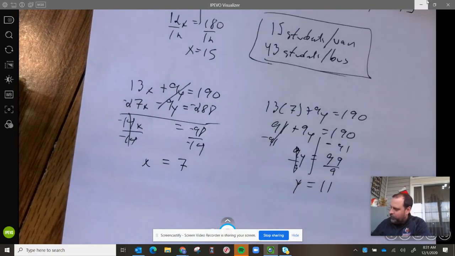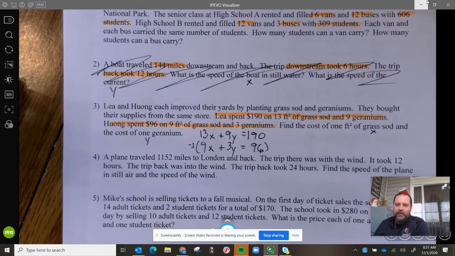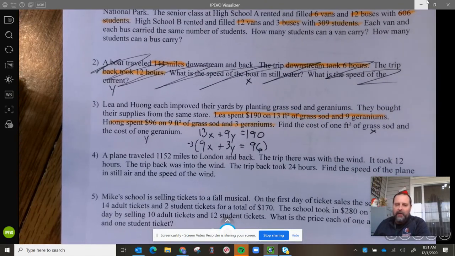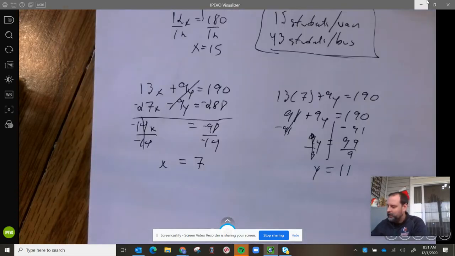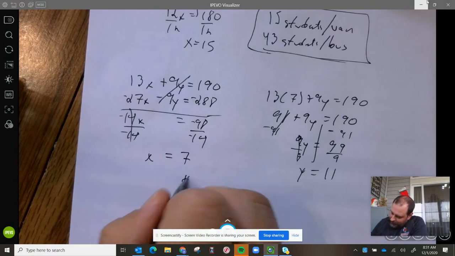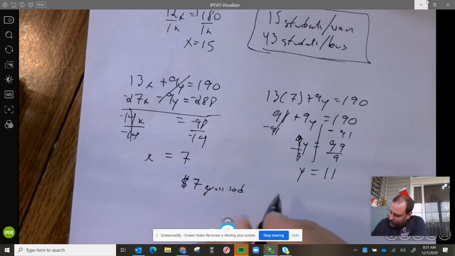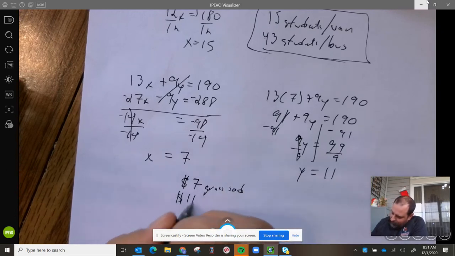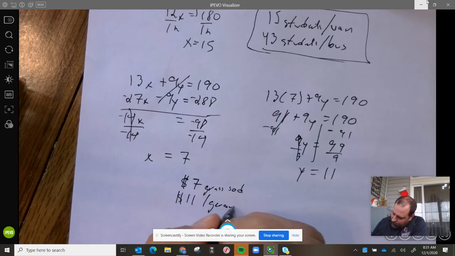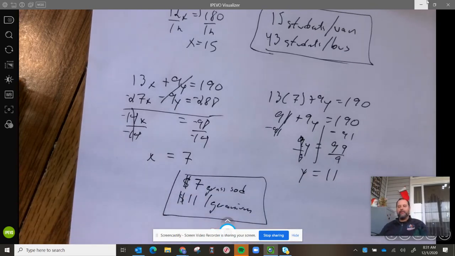Now, if you need to refer yourself back and say, all right, what was I finding again? Oh, x was the cost of grass, and y was the cost of a geranium. So we want to make sure that we got that, so that it's $7 for the grass sod, and I'm okay with that. I know it's like per square foot. And it would be $11 per geranium, but we need to go back and make sure we label them.